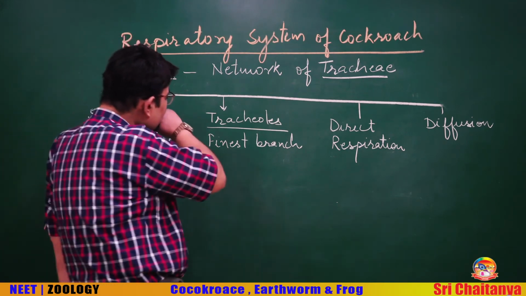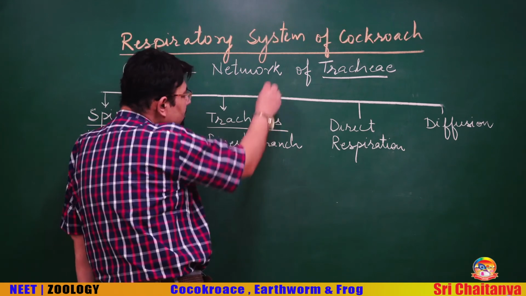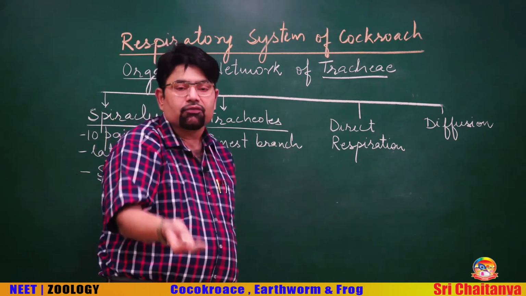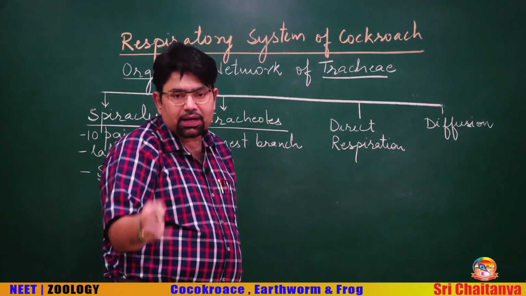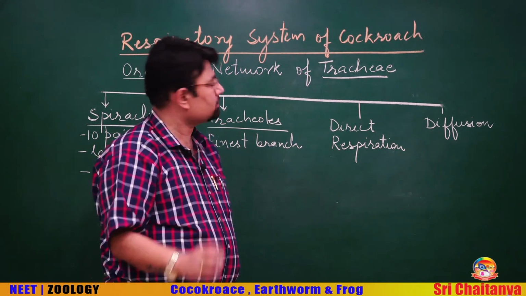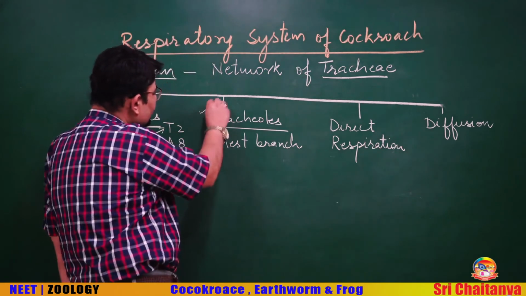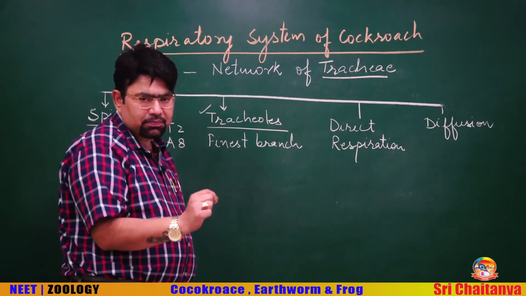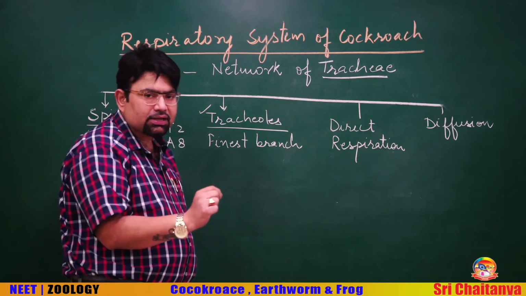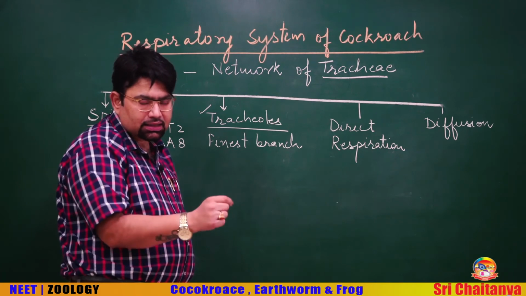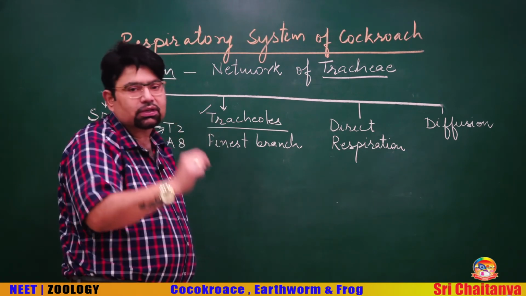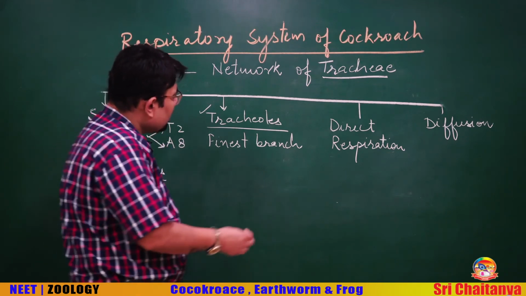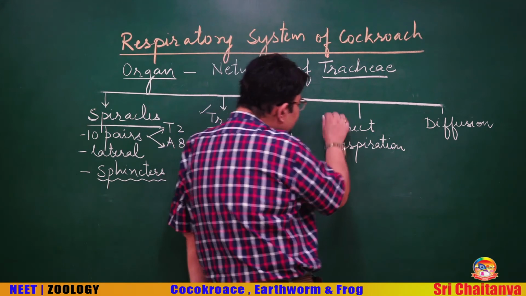Now the tracheal trunks divide into tracheae, then further into smaller branches, many branches, and the finest branch is known as tracheoles. These tracheoles are normally filled with fluid, and the exchange of gases occurs from the tracheoles to the body tissues, body cells. That means there is a direct respiration.